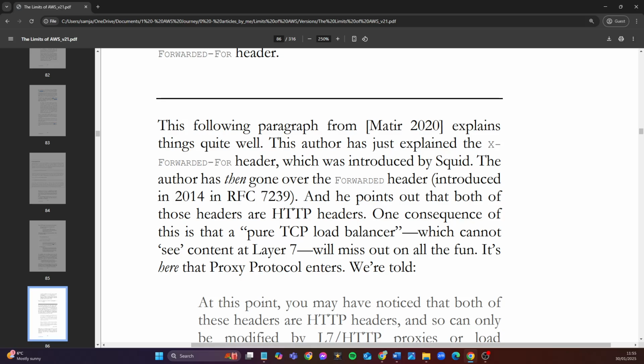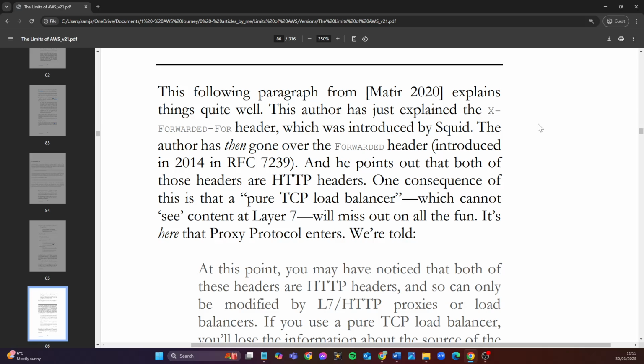The following paragraph from a 2020 article explains things quite well. The author has just explained the X-Forwarded-For header, which was introduced by Squid, remember? The author has then gone over the Forwarded header, introduced in 2014 in RFC 7239, and he points out that both of those headers, X-Forwarded-For and Forwarded, are HTTP headers, and one consequence of this is that a pure TCP load balancer, which cannot see content at layer 7, because TCP is at layer 4, will miss out on all the fun. And it's here that proxy protocol enters, Willy Tarreau's invention.